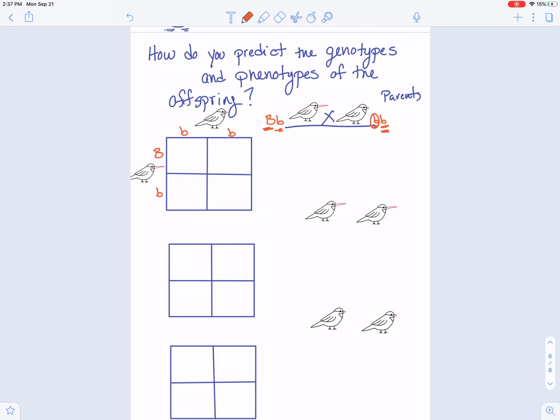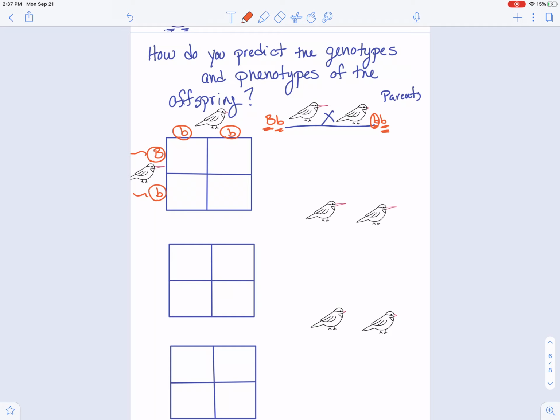The first thing we do is we determine what are the possible egg or sperm, what allele could they be carrying? And so we'll say that the mom bird in this case had the short beak and the dad bird had the long beak. But in this case, the mom can only pass on a little b because that's all she has. And she's only going to pass on one because you only get one of each gene from each parent. And then the dad is either going to pass on its big B or its little b.